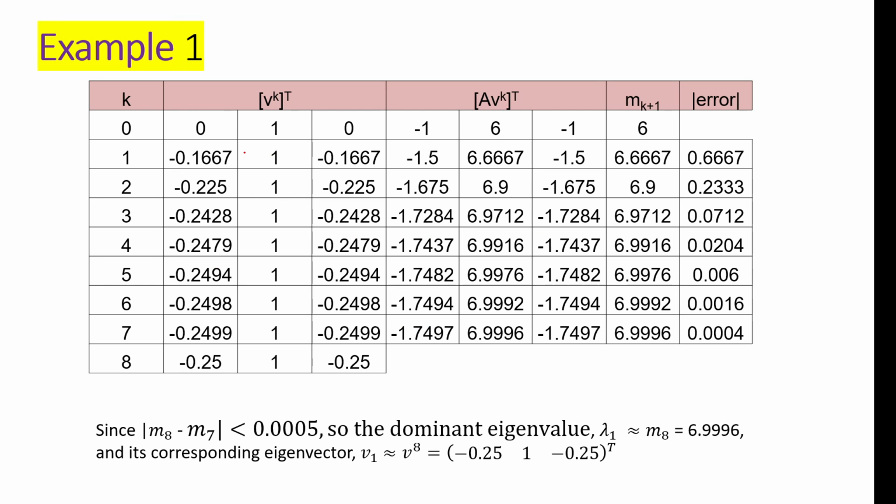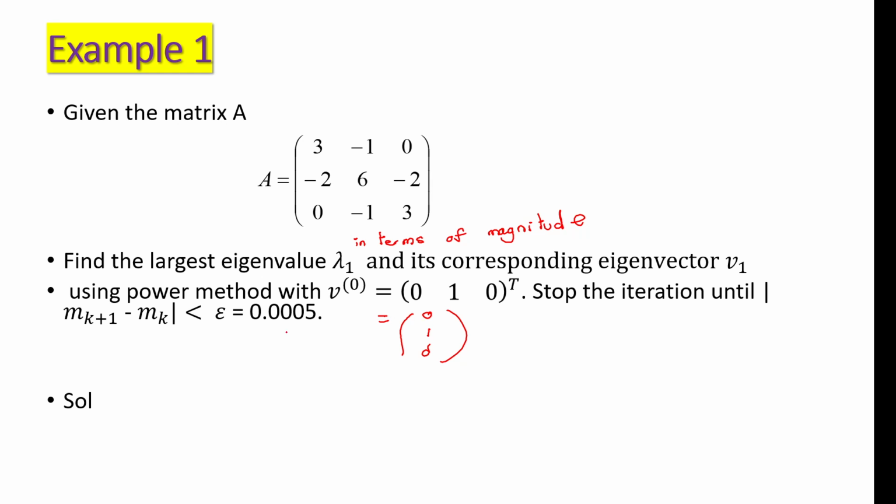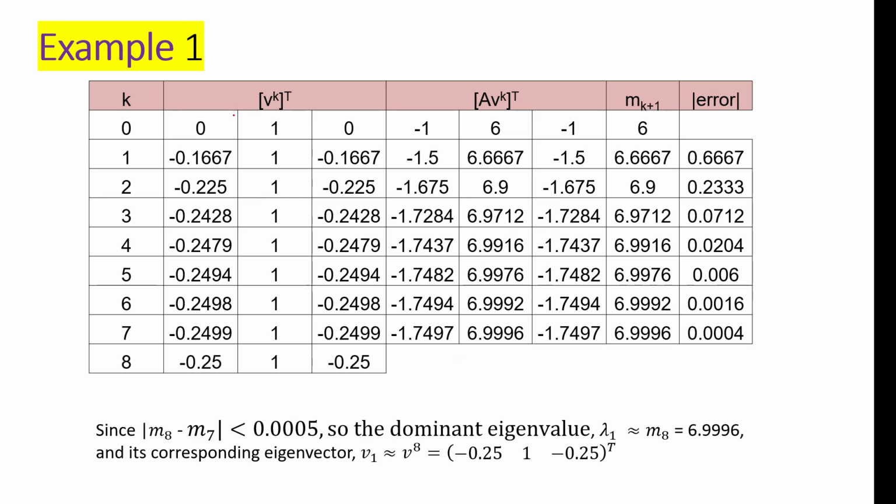Okay, so this is a table. Why do we write v_k transpose? Initially it is a column. To save space, we turn it into a row. That's why we denote it v_k transpose. k starts from 0. Given v naught is 0, 1, 0, you put it here: 0, 1, 0, the initial eigenvector. Later on, you have to find A multiplied by v_k.